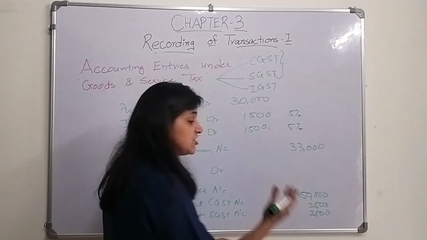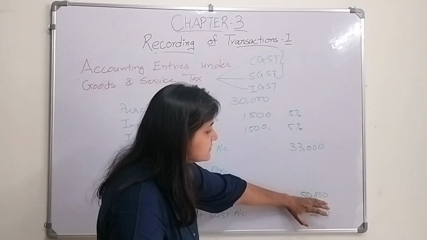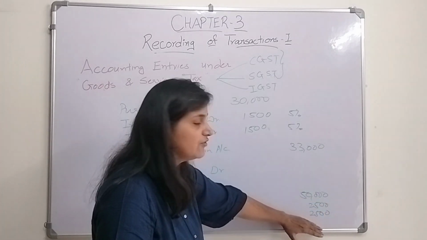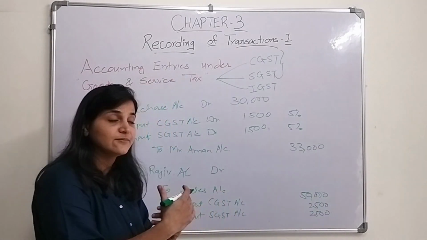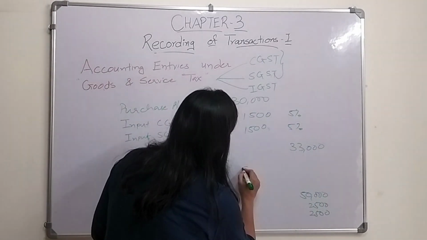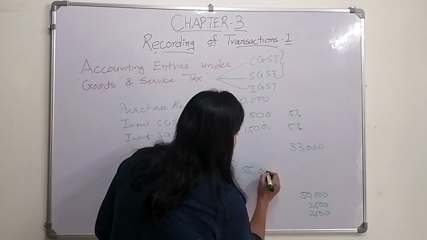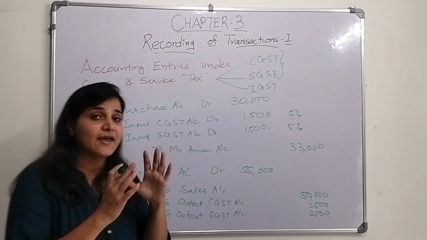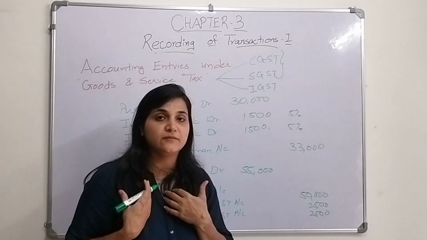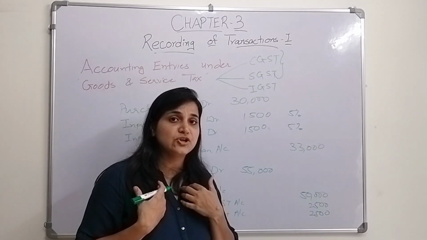Okay, so how much will I collect? I am selling goods worth rupees 50,000, and this 2,500 and 2,500 is the output CGST and SGST I am collecting from him. So in total, he is liable to pay me 55,000. Right now, I have to pay. This GST is not mine.